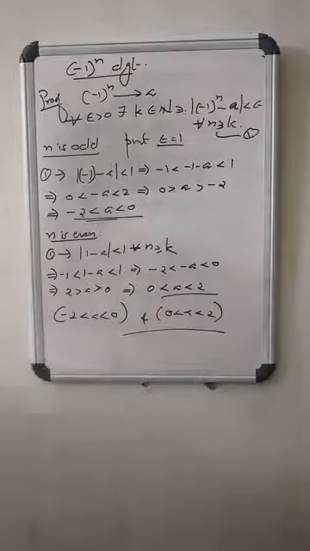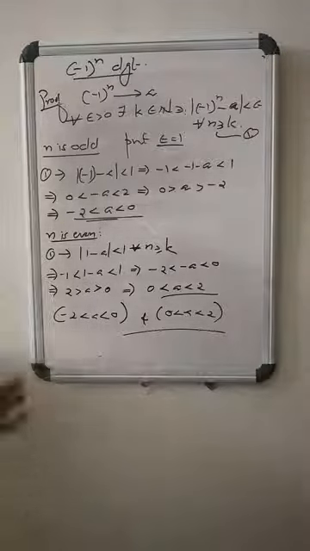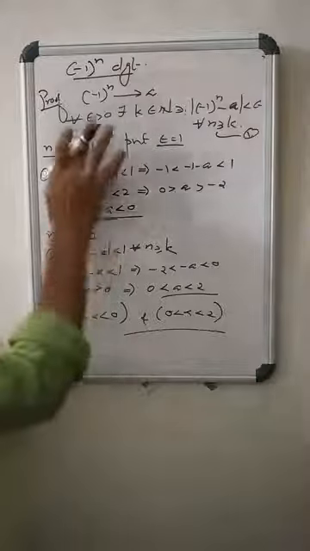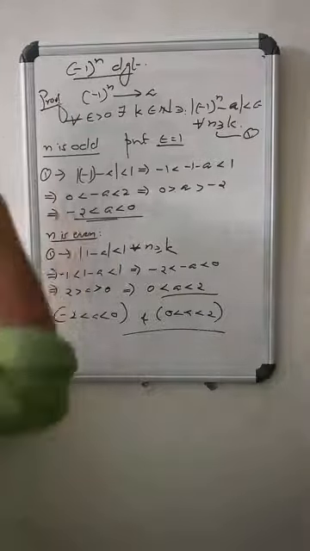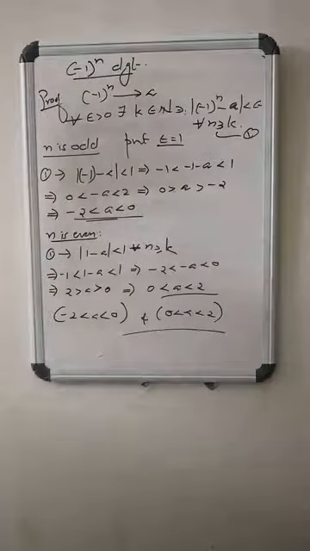So a does not satisfy these two conditions simultaneously. That means the sequence does not converge to a. That means the sequence minus 1 power n always diverges. So the sequence n is a divergent sequence, and the sequence minus 1 power n is also divergent. Agree?